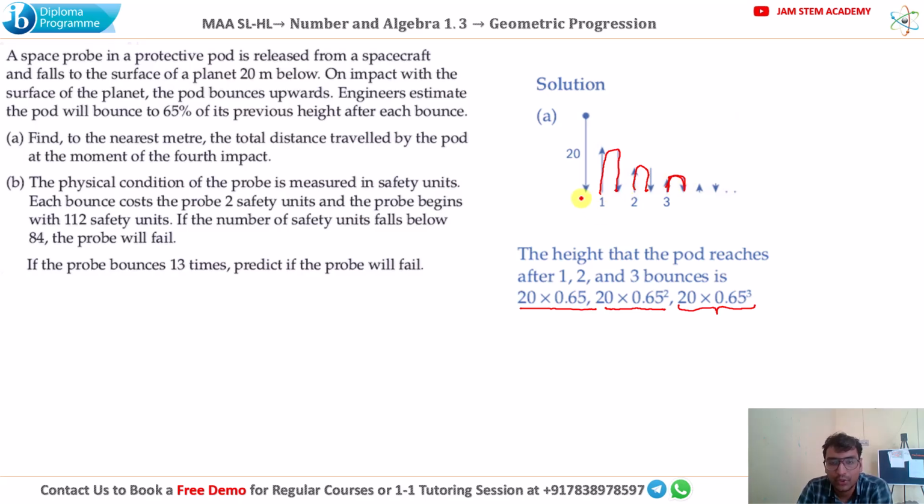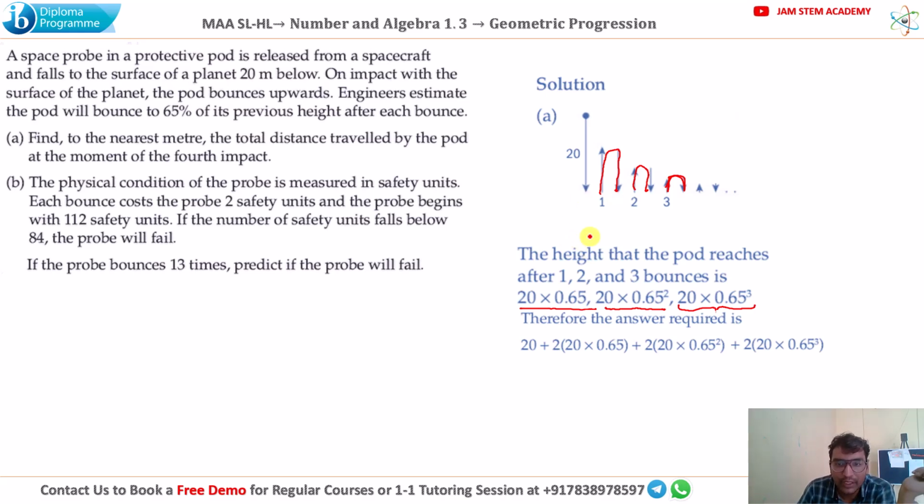Okay. So for the first part, we just need to add up all these. First 20 units distance, and then twice the distance traveled with the first bounce, twice the distance traveled with the second bounce, and twice the distance traveled with the third bounce. Add up, right? We can simply add them up. You can use your calculator for that.